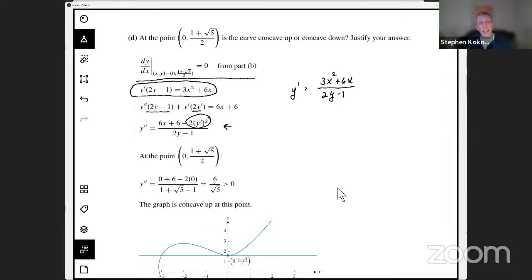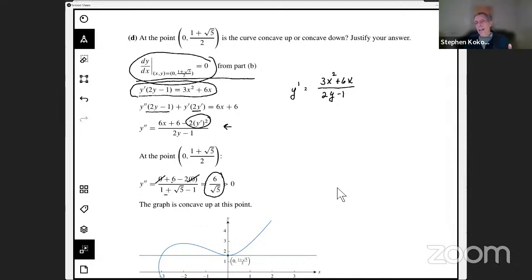Oh, and by the way, I need to use the value for y prime, and that's where this comes in. I know that y prime at this point is 0. So that term is gone. There's the 6, x is 0. 2 times y, well, the 2's will cancel. There's the 1 plus the square root of 5 minus 1. Hey, some really good things happen here. I'm left with 6 divided by the square root of 5. And all I need to note is that this value is greater than 0. So that means that the graph is concave up at this point.